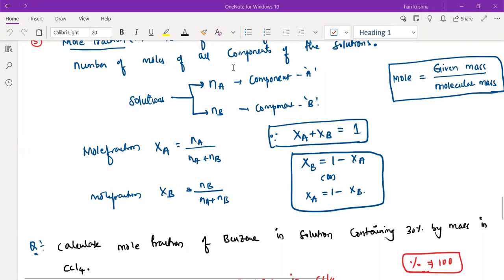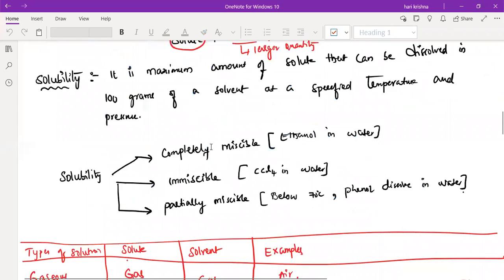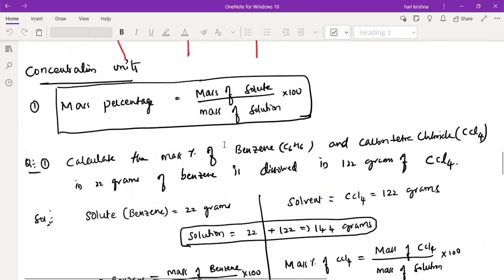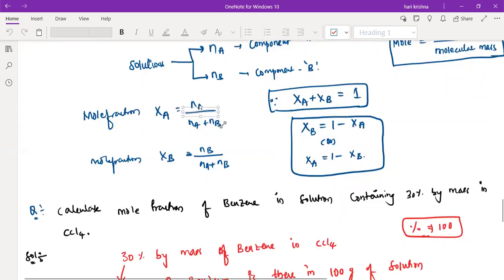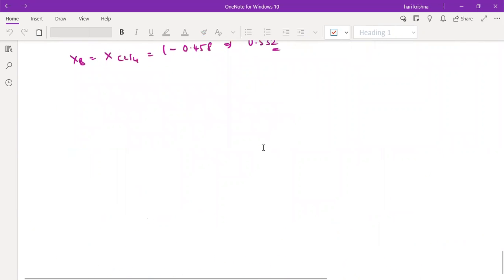Yes, sir. Okay. So in the last class, we started the topic solution chapter, right? In that we started the different types of solutions and the concentration units: mass percentage, the mass of the solute by mass of the solution into 100, and the volume percentage, mole fraction. And you have done two problems on that also. So any doubts in the last class? No, sir.